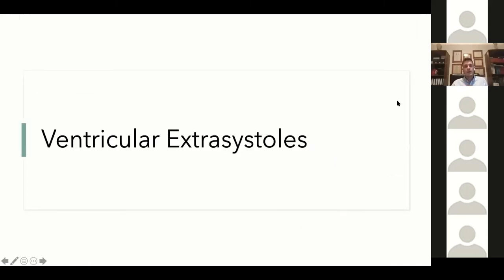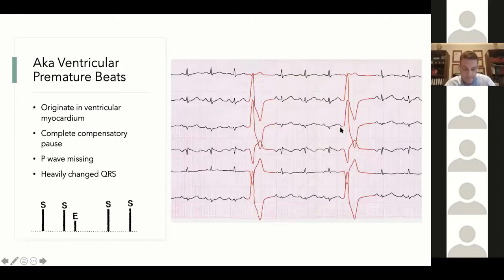Now, I hope you all remember what extrasystoles were. Does anybody not remember what extrasystoles were from Monday? Anyone? If you don't remember, it's okay. We can talk about it now really quickly before we start. Okay, I take that as a yes. Tell me. It's a premature contraction. Yeah. Okay, so you're correct.